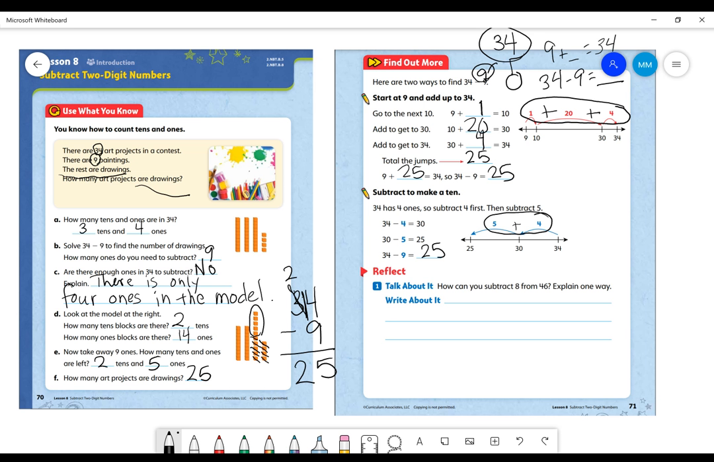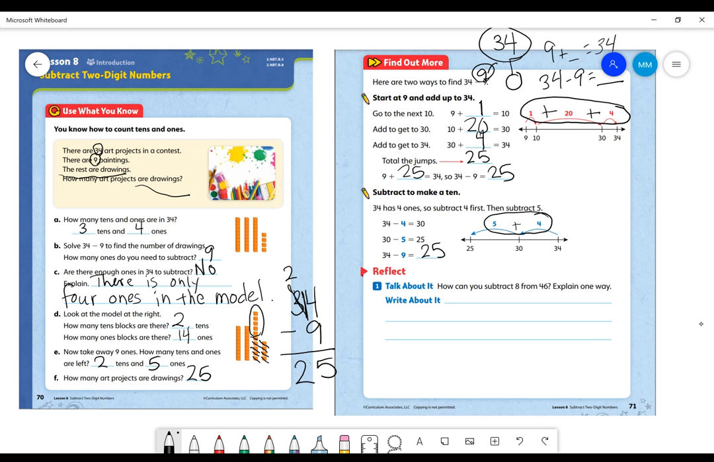So friends, I know that I've said this a lot, but these strategies might work for you and they might not. For Miss Mason, to remember all these steps is kind of tricky. So I like to show my 10 rods and my ones cubes, right? I like to think about my tens and how I can take away tens to find what's left over.